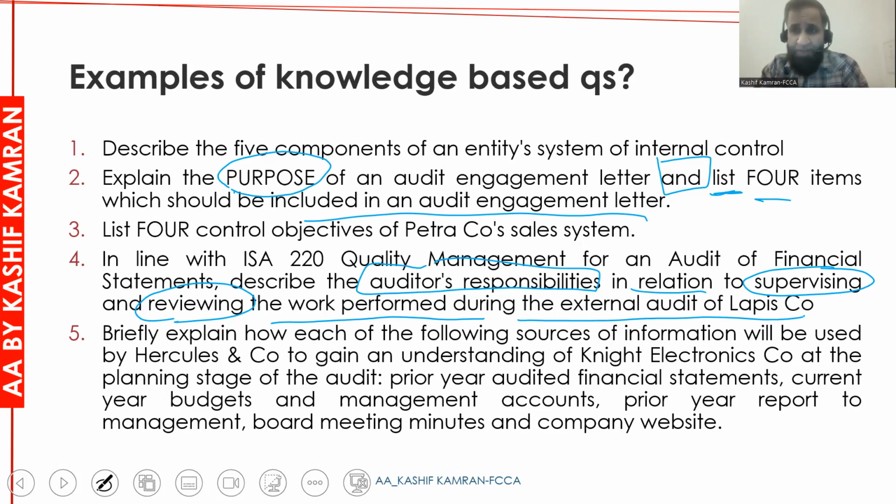Prior year financial statements can give you a lot of analytical results, like what has increased, what has decreased. You can get to know whether anything has been modified in the last year, any issues in the last year audit report. Current year budgets, how can that help you in taking the knowledge? Management accounts, prior year reports, board meetings, and company website. So how each source will help you take the knowledge of the business.